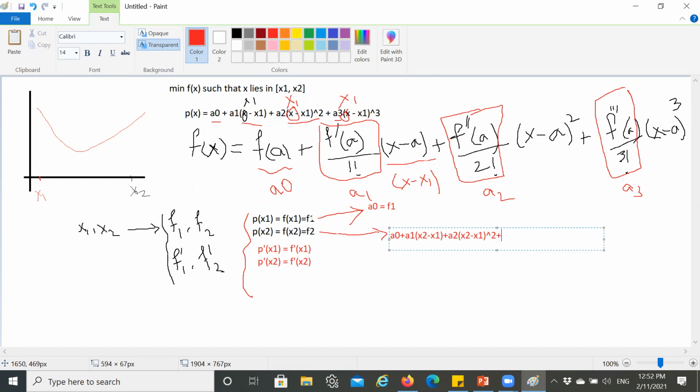What else? We have to write one more, right? Let's put space so we know how many terms we are actually including. Therefore, a3 times x2 minus x1 to the power 3. So what I did is in place of x, yes, sir. Did I make a mistake?